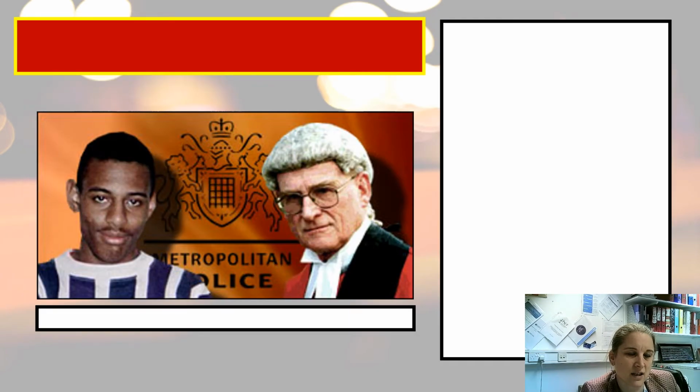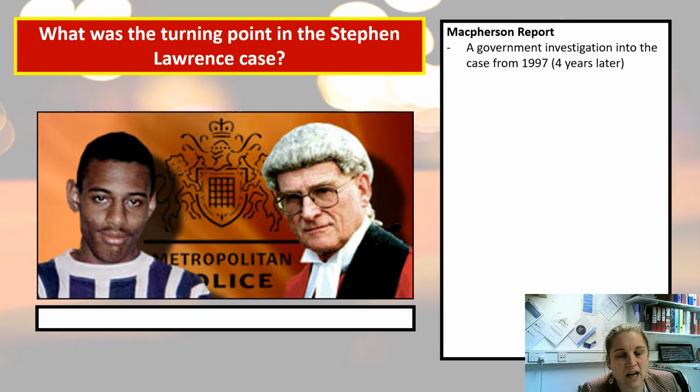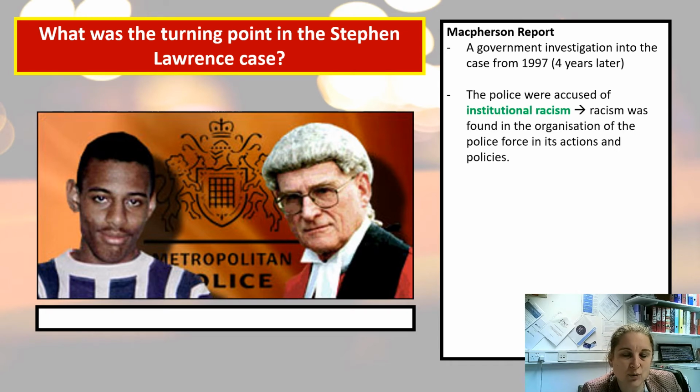Finally, we need to consider what the turning point in the Stephen Lawrence case was, and that is the Macpherson report, a very important and famous report into policing and the criminal justice system. The government investigated the case from 1997, 4 years after the event, and they found that the police were accused of institutional racism. In other words, the police force in general was racist in its actions and its policies. It's not about any one particular police officer, it is about the group as a whole.